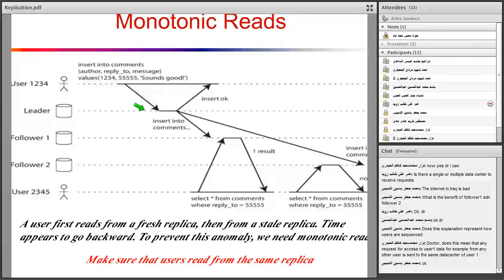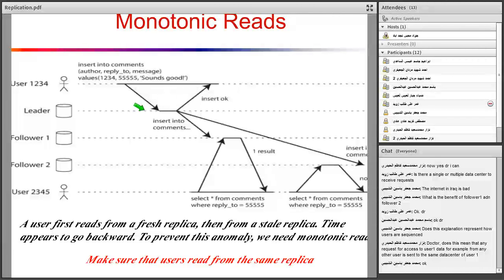Nazar asked, Doctor, does this mean that any request to access user one's data, for example from any other user, is sent to the same data center as user one? Yes, but if we want to read after write... Nazar, I talked about read after write in the previous slides. Read after write is related to one user, not to other users.